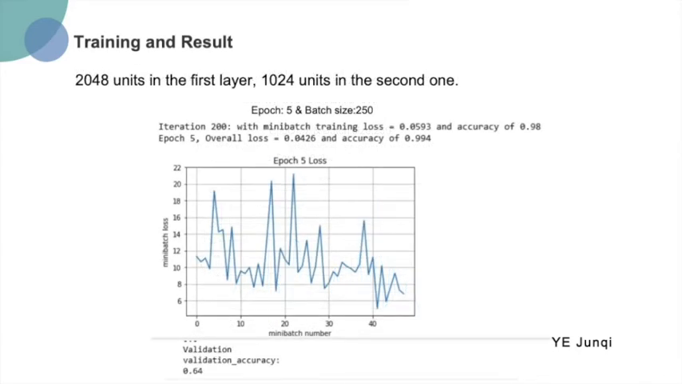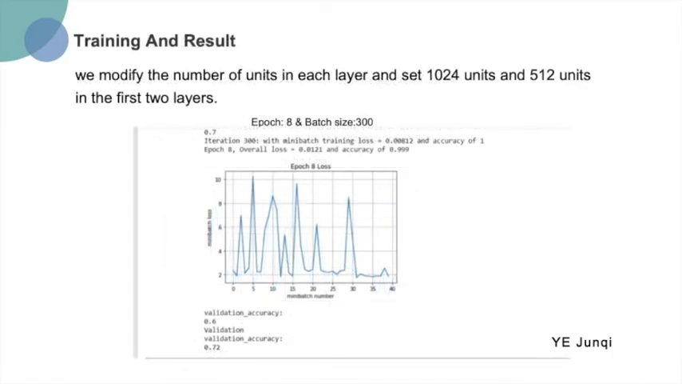From the results, we can find that the accuracy of training sets is nearly close to 1, but that of validation set is quite low. Definitely our fully connected layers have too many parameters and lead to an overfitting problem. Therefore, we reduce the number of units in each layer. We set 1024 units and 512 units in the first two layers, and also try different values in epoch and batch size variables. Here is part of our results.